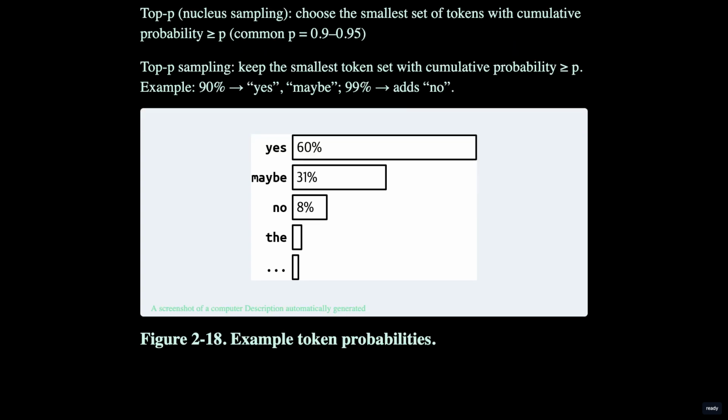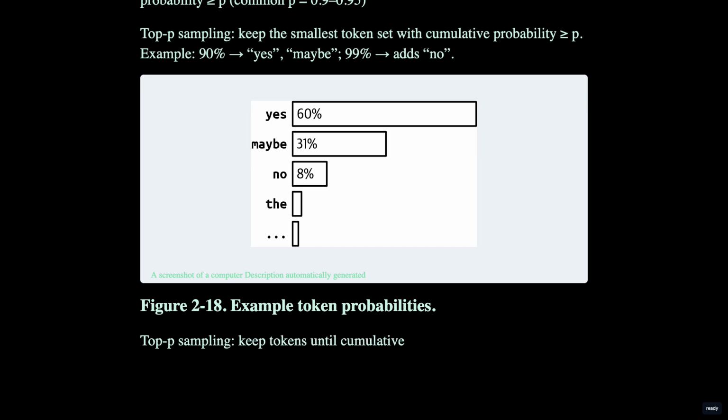This figure presents an example distribution of token probabilities from a language model for one prediction step. We'll use it to see how probability mass gets allocated and how that affects which token the model is likely to pick next.